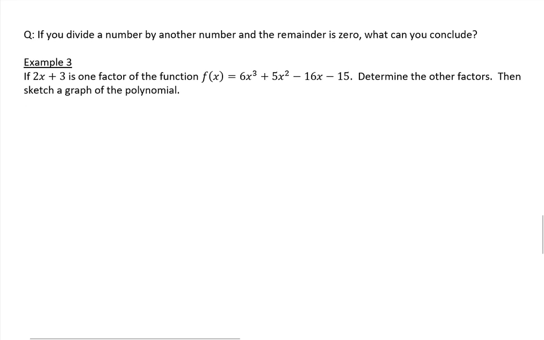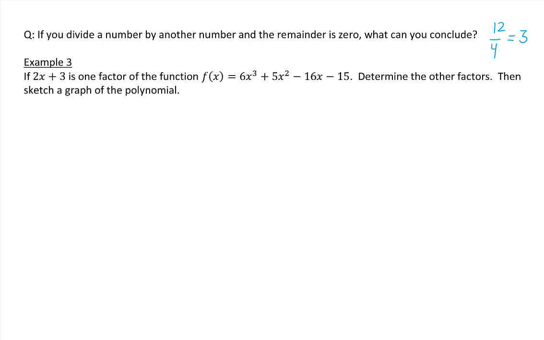Finally, let's look at why we even bother doing this long division. If you divide a number by another number and the remainder is 0, what can you conclude? So think of it this way. If I take 12 and divide it by 4, we know that the answer gives us 3 and there is no remainder. And what we can say is that 4 is a factor of 12.